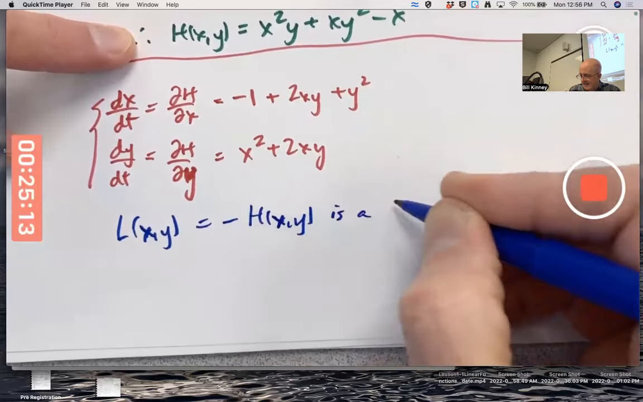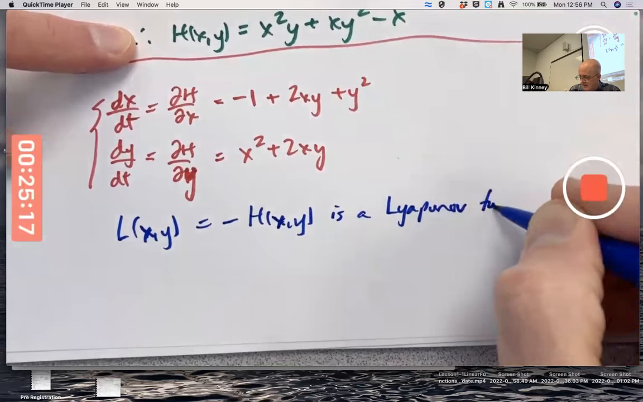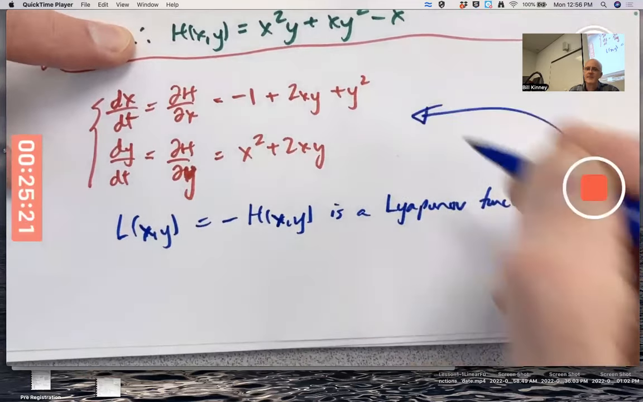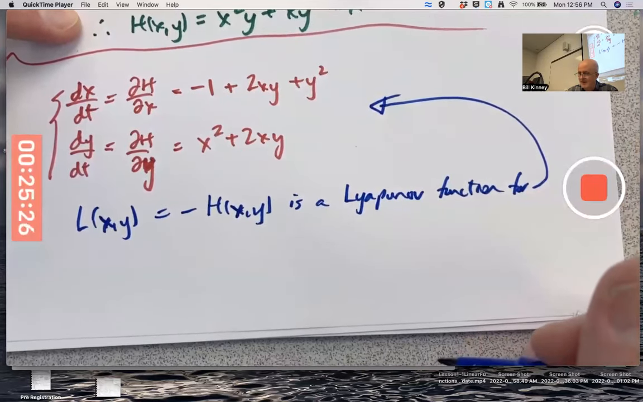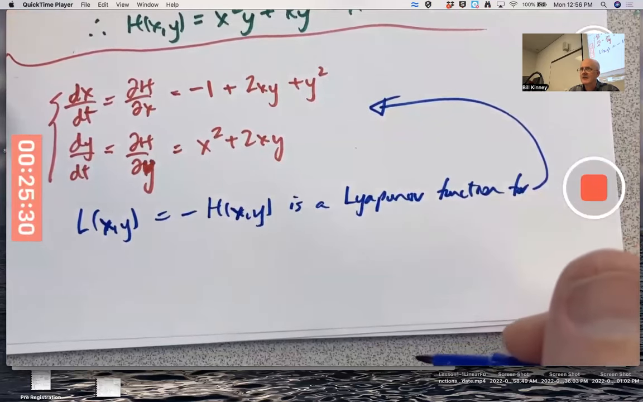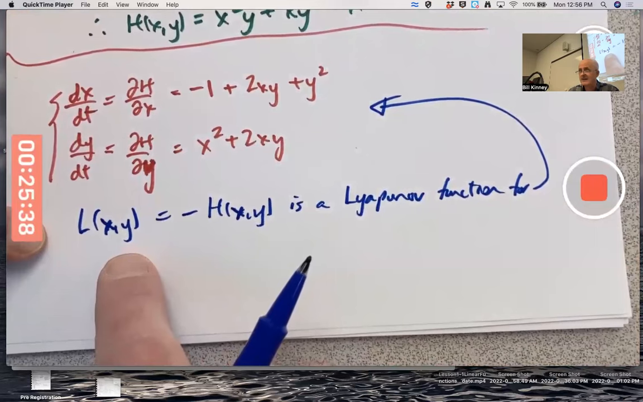is a Lyapunov function for this system. What does that mean? A function is a Lyapunov function for a system of differential equations if the rate of change of the proposed Lyapunov function along any solution curve is never positive. It's always less than or equal to 0.